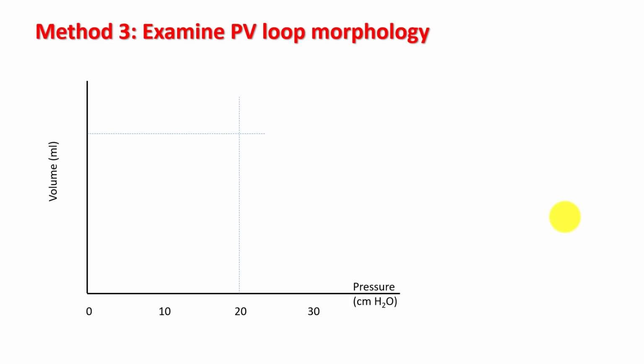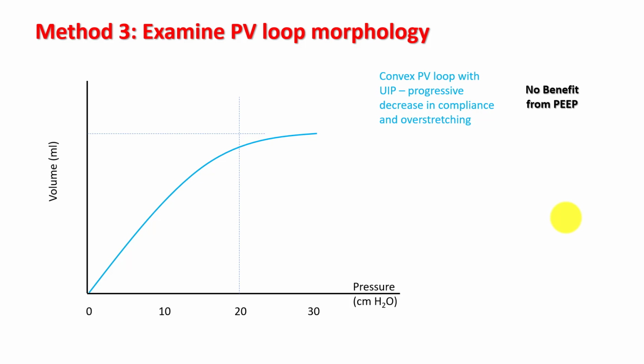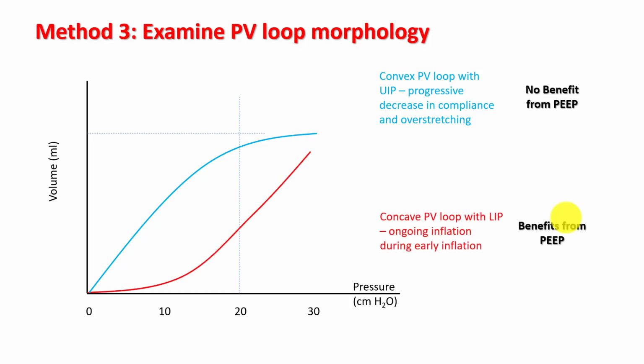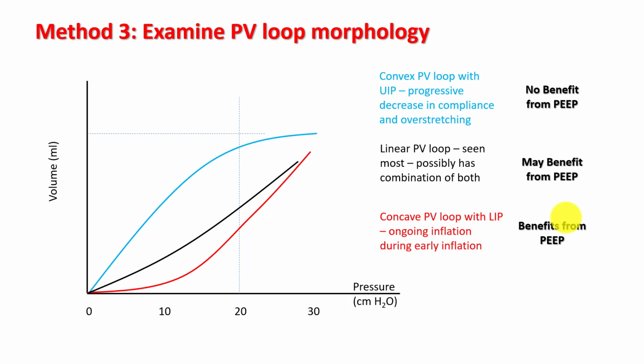One of the other methods is to examine the PV loop morphology. If you are looking at a convex PV loop with an upper inflection point, it suggests that there is a progressive decrease in compliance and you are reaching the overstretching area, and these patients will not benefit from increasing PEEP. If you are seeing a concave PV loop with a lower inflection point, this shows there is ongoing recruitment during the early part of the inflation, and these patients would likely benefit from PEEP. If you have a linear PV loop, these patients may or may not benefit from PEEP.